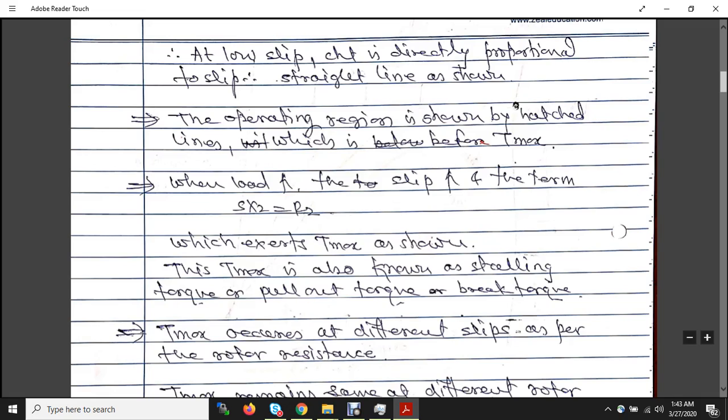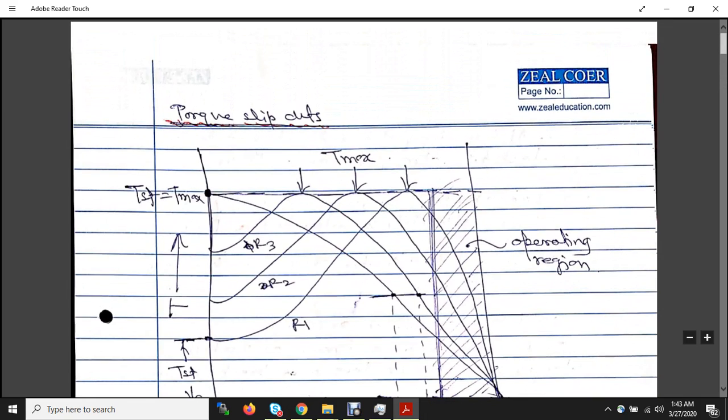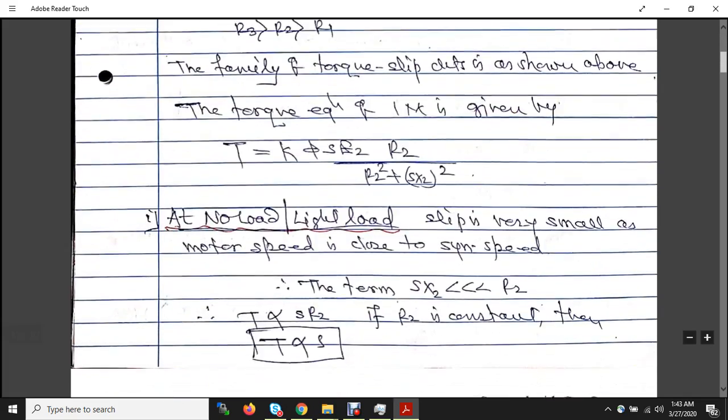Now the Tmax occurs at different slips as per the rotor resistances as shown in the figure. So this is Tmax at R1, this is Tmax at R2, this is Tmax at R3, and this is the Tmax at starting. The maximum value of this torque remains the same, and it occurs at different values of rotor resistance or different values of slip.